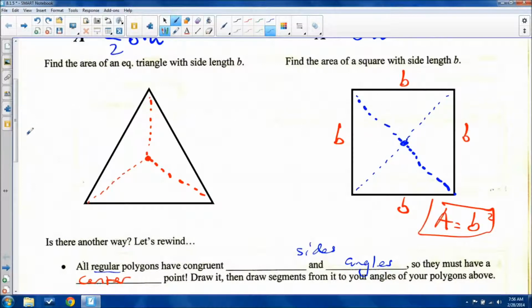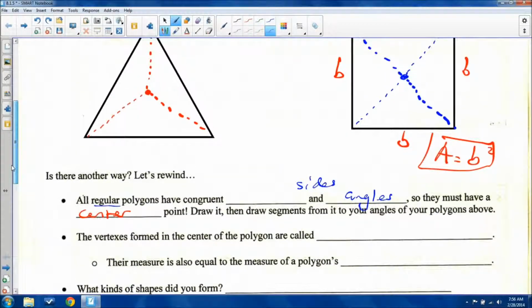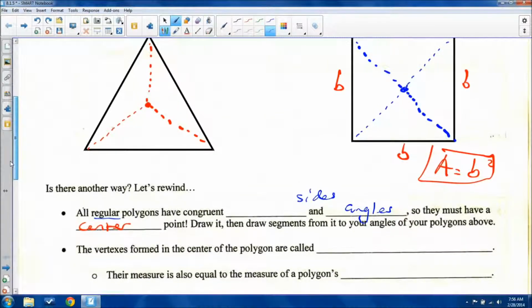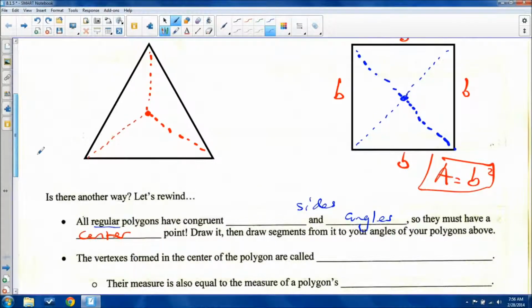Okay, let's see what I instruct next. The vertexes formed in the center of the polygon are called blank. So by vertexes, I mean the angles that we've now constructed. Look at this. This is an angle. This is a new angle, and this is a new angle. Same with here. This is a new angle, this, and this. So we have formed new angles within our polygon, and they happen to be called central angles. Pretty appropriate term.